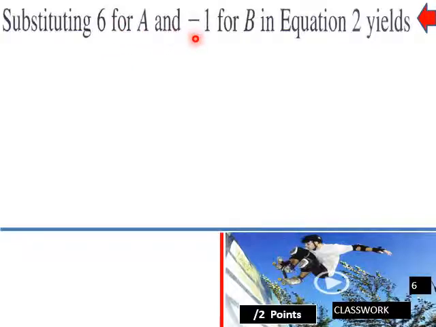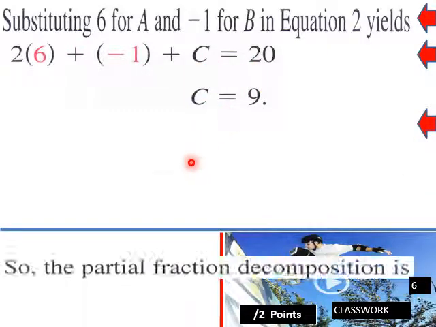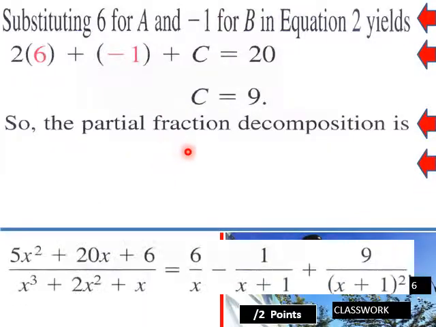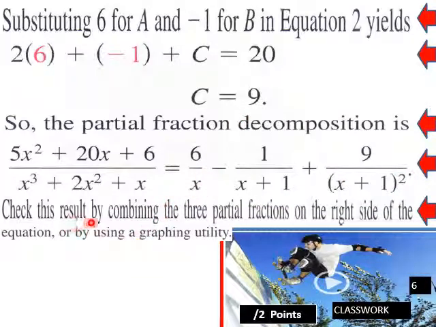Substituting 6 for A and -1 for B in equation 2 yields 2 times 6 plus -1 plus C equals 20. C will equal 9. So the partial fraction decomposition is 6 over x minus 1 over x plus 1 plus 9 over x plus 1 squared. Check this result by combining the 3 partial fractions on the right side. This is much easier by using a graphing calculator, which should show the same graph as the original expression.